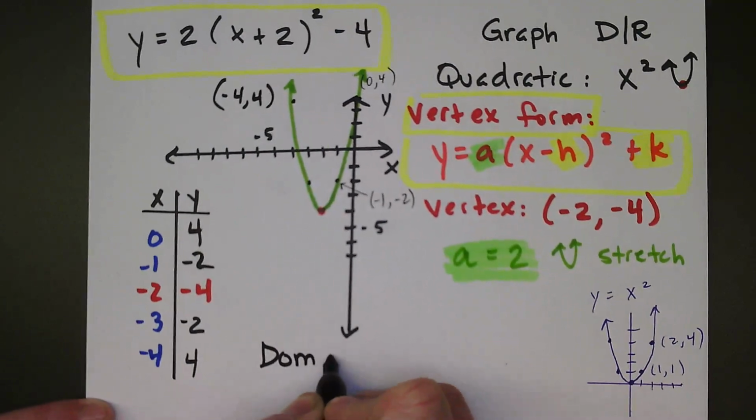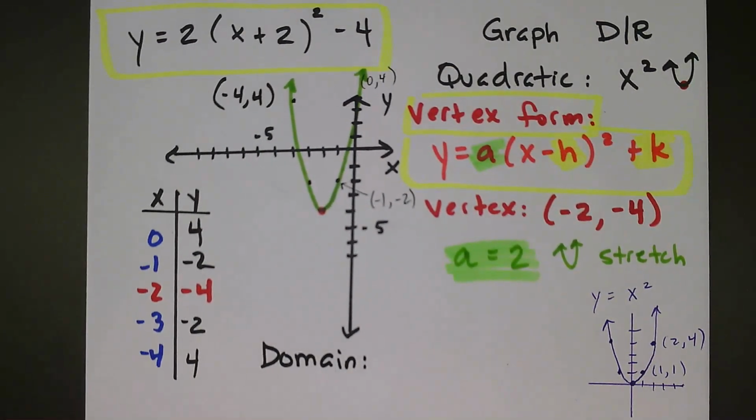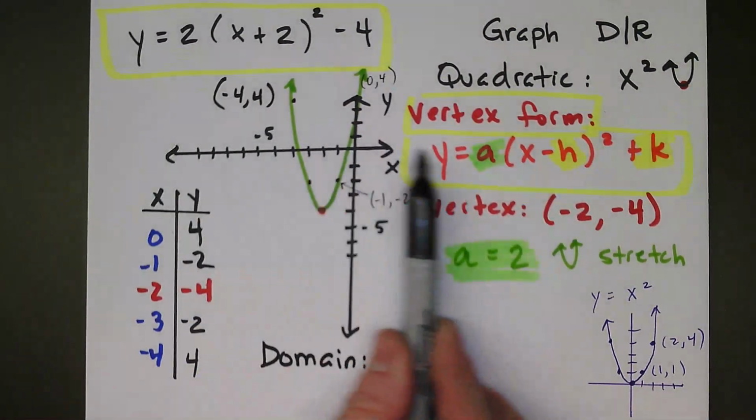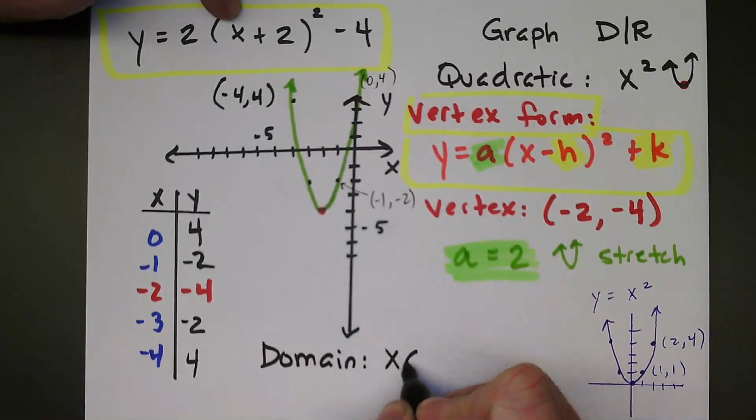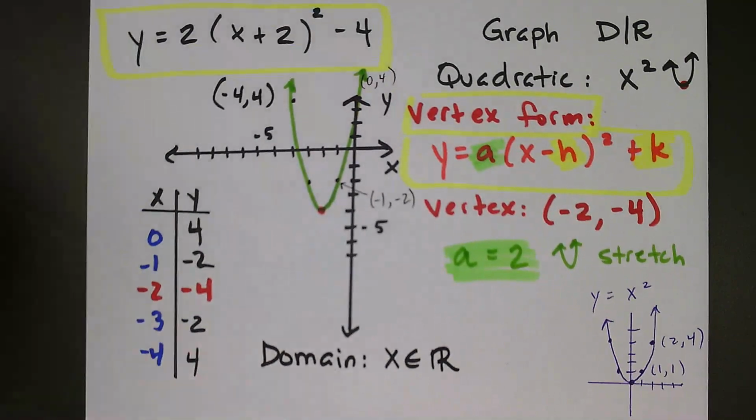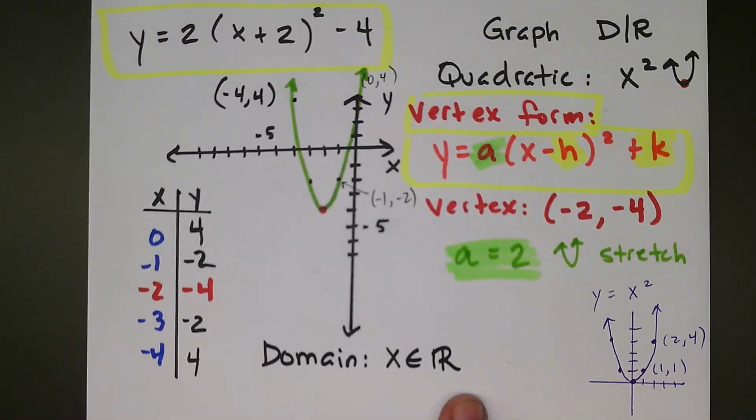Our domain is our potential x values. Well, this thing is going to grow forever left to the right. There's no restriction on any kind of input I can put here in the function. So x is all real numbers, and that's the notation for all real numbers. X is in the set of the real numbers.